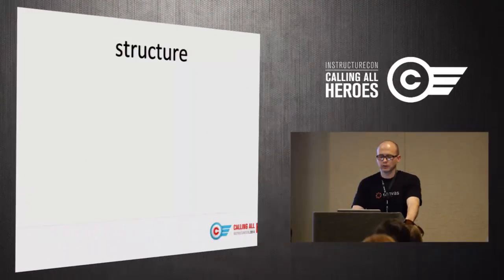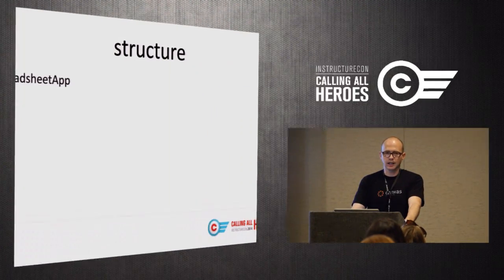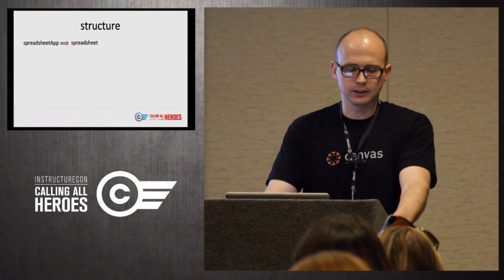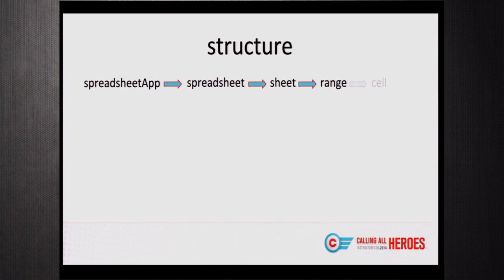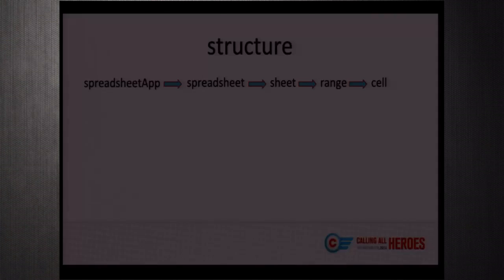Awesome. So again, just reviewing the structure that we've gone over. You first start out with a spreadsheet app, then you grab a spreadsheet object. From there you get a sheet. From there you get a range, and then depending on how you're going to do it, you grab a cell.